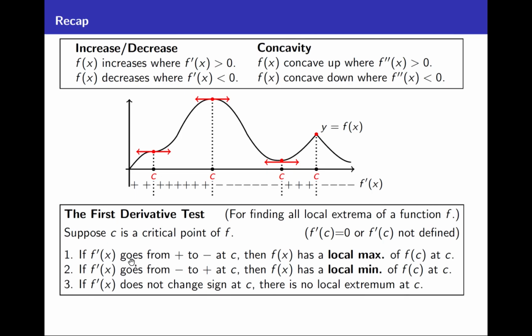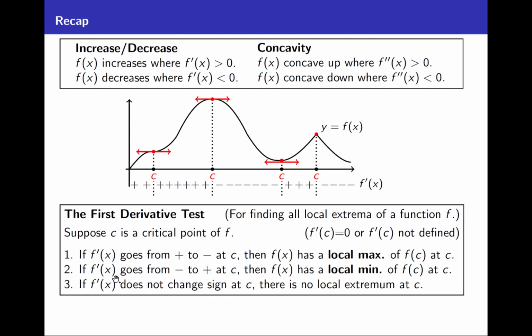If f prime goes from positive to negative at c, then f of x has a local maximum of f of c at c. So for example, here the derivative is going from positive to negative. So your function f was increasing, and then at c it started decreasing. And you have, therefore, a high point on your graph, a local maximum of f of c.